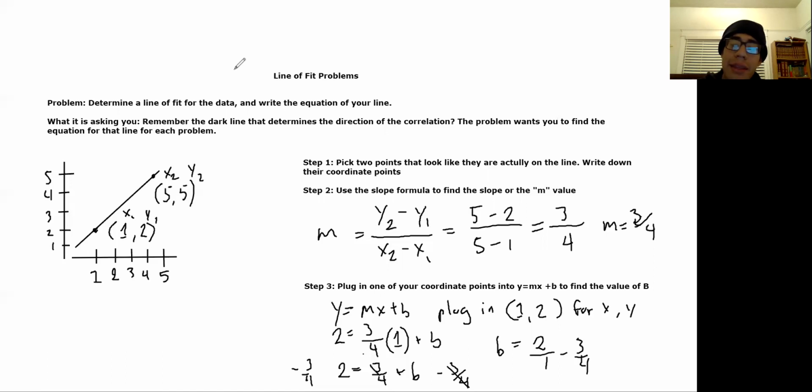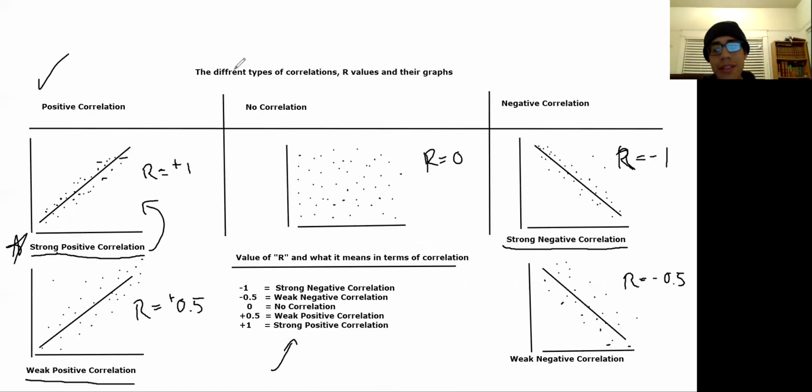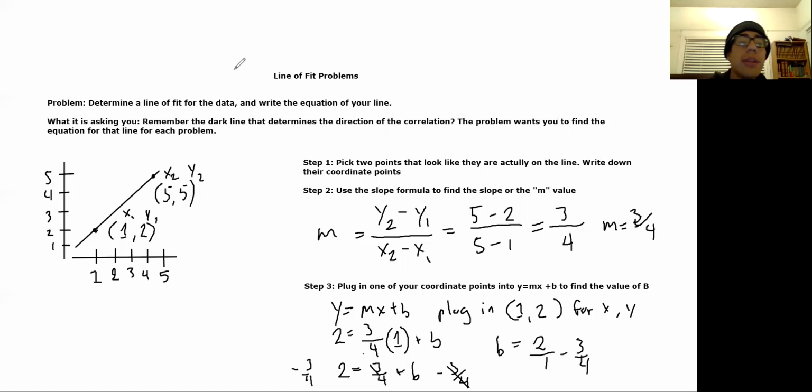Remember that line that I told you about, that dark line that tells you the general trend? Remember how I said you were going to have to figure out how to write an equation for that line? Well, for 5 through 8, for those 3 problems, this is what you have to do. The problem will say determine the line of fit for the data and write the equation of your line. What it's asking you is to remember that dark line that determines the direction of the correlation. The problem wants you to find the equation for that line.